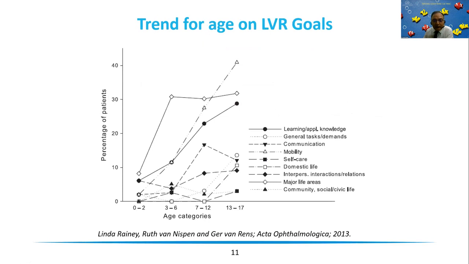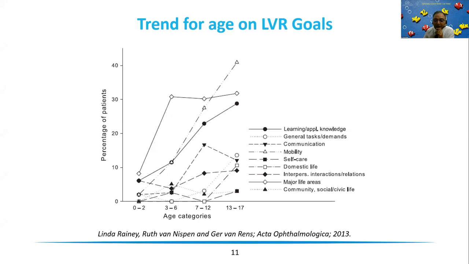The other important point that you should notice here: in this graph, you're seeing the age categories on the x-axis, and on the y-axis the percentage of patients, and you are seeing 9 different domains of persons' functioning plotted here. Herein the researchers, the authors, have looked at the functional problems that were reported by the parents, and how they have changed over a period of time.